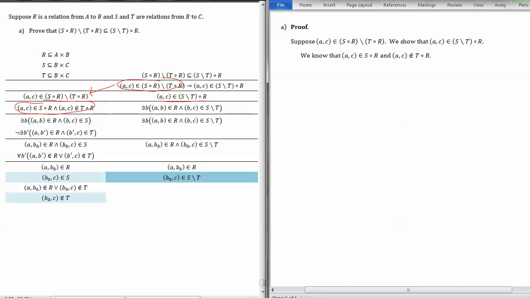All right. And then from the first half of that, which showed up in the first line here, via an existential instantiation, we get that we have this B naught such that those two statements are true. So therefore, based on the first thing we just wrote in the previous line, there exists some B naught such that A B naught is in R and B naught C is in S.